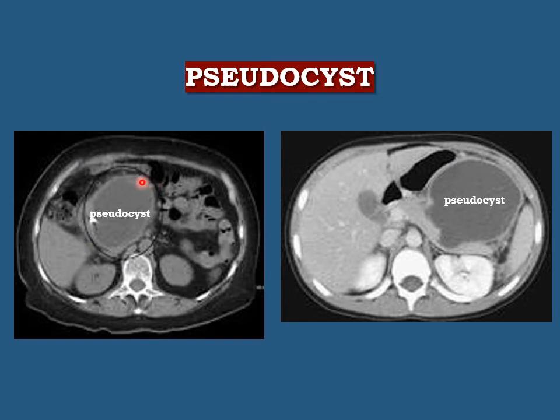This is a CT scan showing you a pseudocyst, where the fluid collection becomes very nicely sealed off by the tissues surrounding it, and this is known as a pseudocyst. Here, a large pseudocyst in the pancreas.